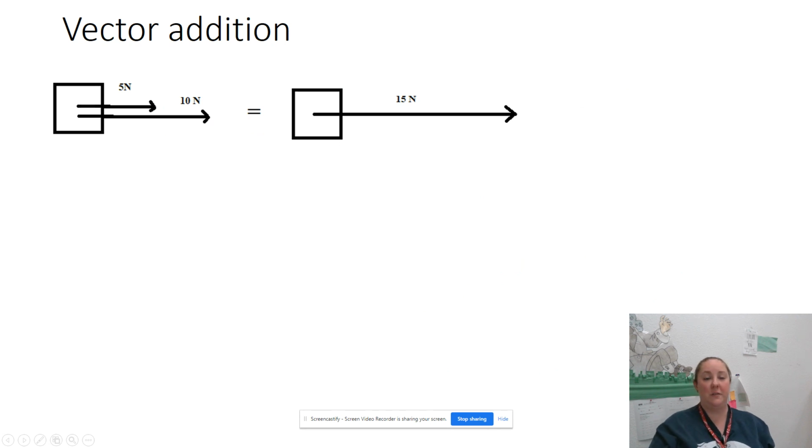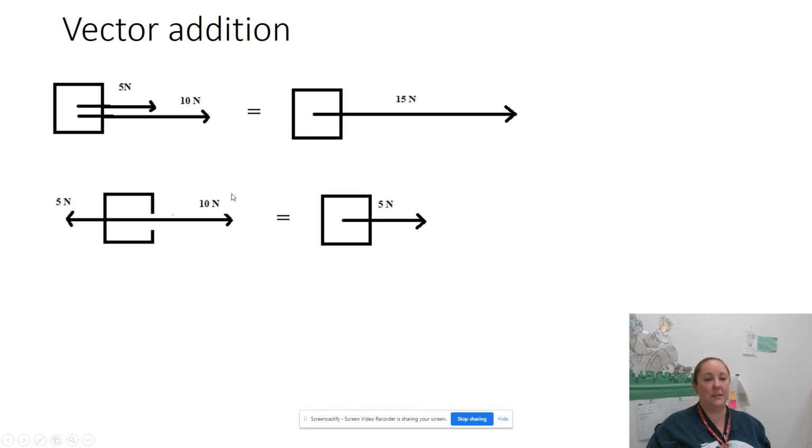Now moving on to vector addition, and you guys have seen this before. If we, for instance, have 5 newtons and 10 newtons both pulling to the right, our resultant force or our net force would be 15 newtons to the right. Notice that we quote not only a magnitude, but we quote a direction as well.